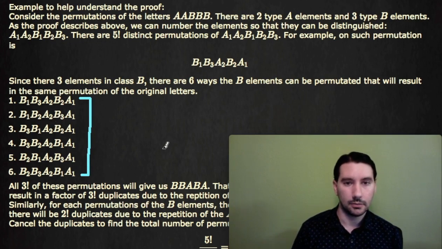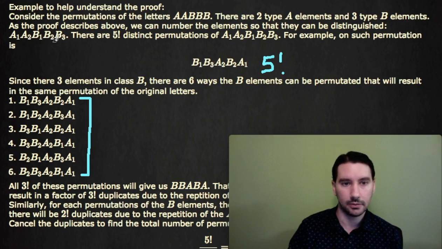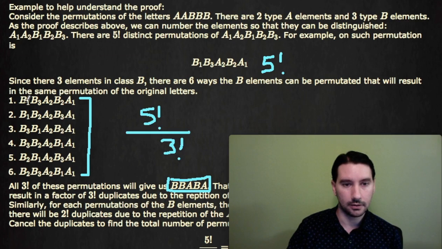And so whenever I count the number of permutations, if I can distinguish them, I have 5 factorial ways to permute these letters, right? So 5 factorial ways to permute A1, A2, and B1, B2, B3. But I'm going to get 6 permutations for every place that A1 and A2 go that are going to be identical, because they're all going to just look like B, B, A, A, B, A. And so that's the permutations of the B's. That's why I need to cancel that. So I had 5 factorial, but I need to cancel this 3 factorial because of every way I can permute the 3 B's.